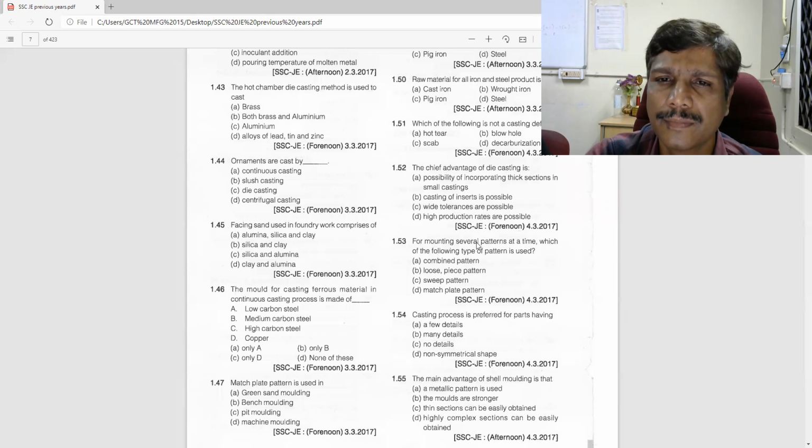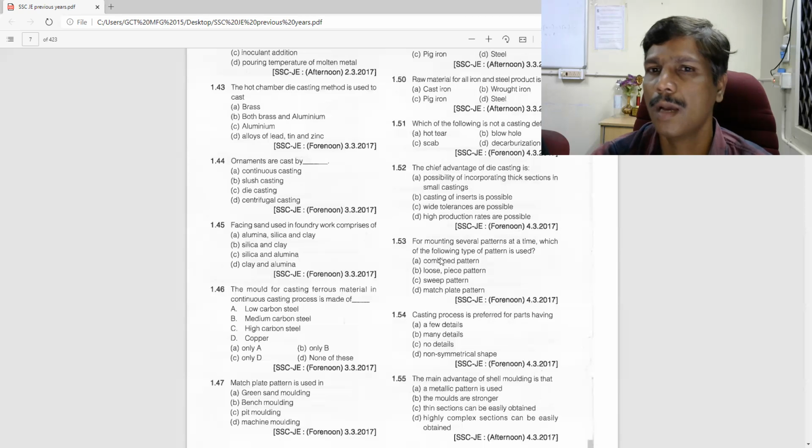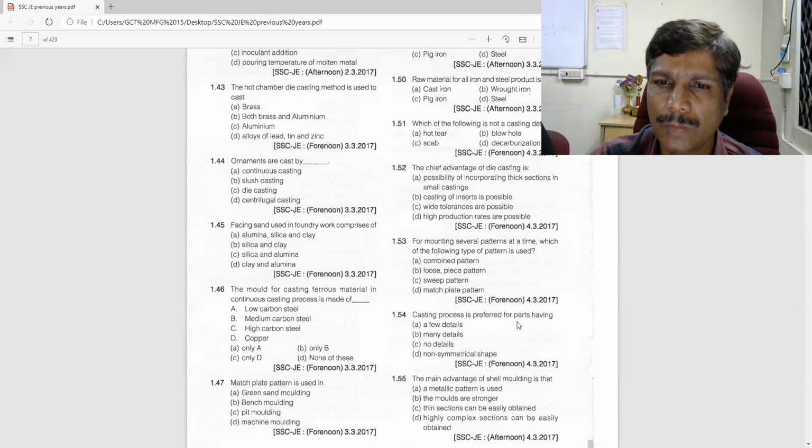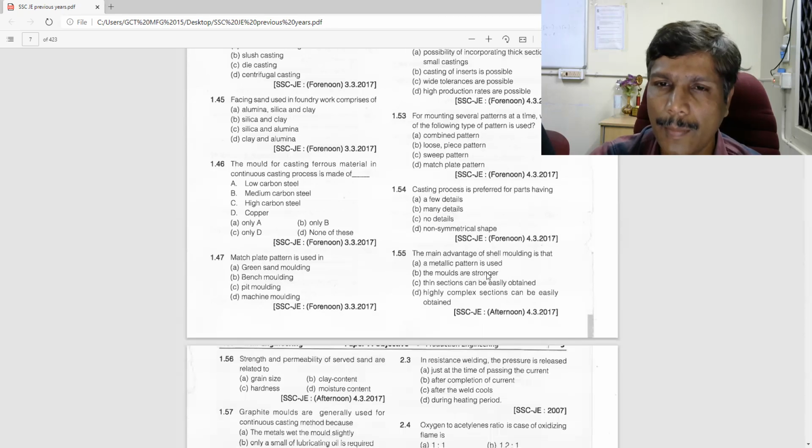Combined pattern. For mounting several patterns, which of the following types of pattern? Combined pattern is used for mounting several patterns at a time. Casting process prepared for having many details. Main advantage of shell molding: thin sections can be easily obtained.